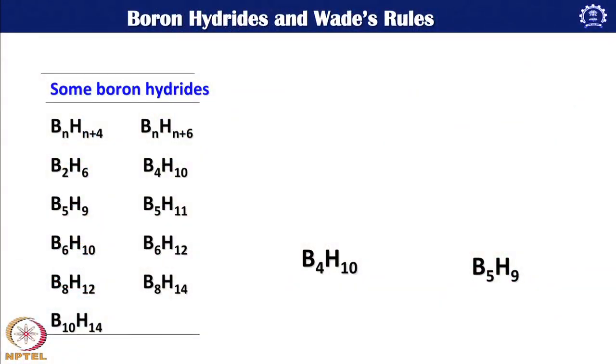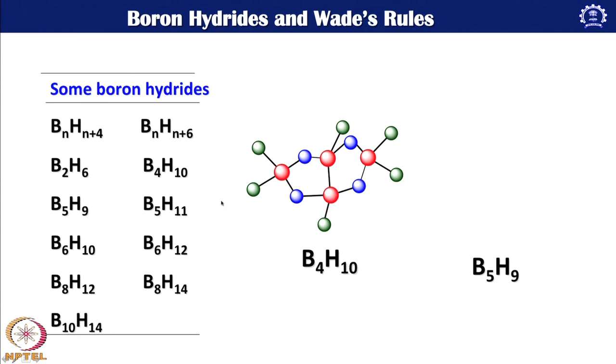We have two series, one is BnHn+4 and another one is BnHn+6 series, and I have given some examples here. In case of BnHn+4: B2H6, B5H9, B6H10, B8H12, B10H14, and similarly in this series we have B4H10. Essentially, by just counting the number of boron atoms and hydrogen atoms, you should be able to tell whether it belongs to the BnHn+6 or BnHn+4 series. Some examples are shown here.